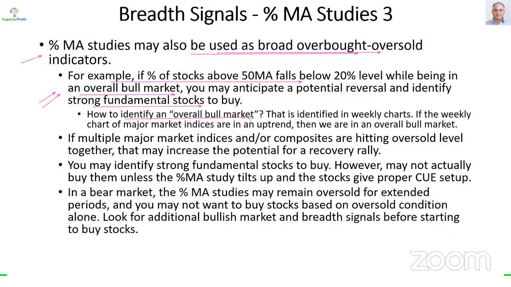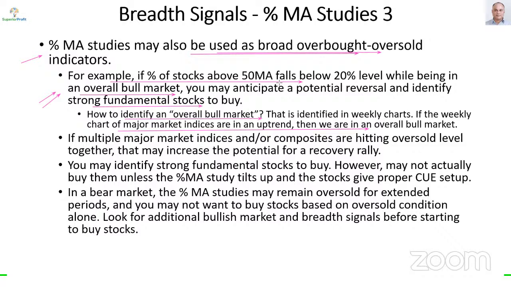How to identify an overall bull market? That is identified in weekly charts. In Q system, we simplify. You just look at weekly charts. If the weekly chart of major market indices, or you may look at the market with total view, is in an uptrend, then we are in an overall bull market, simplifying things. If the weekly chart is in an uptrend steadily going up, then every time the percentage of stocks above 50 MA falls below 20% level, we may expect a bounce.